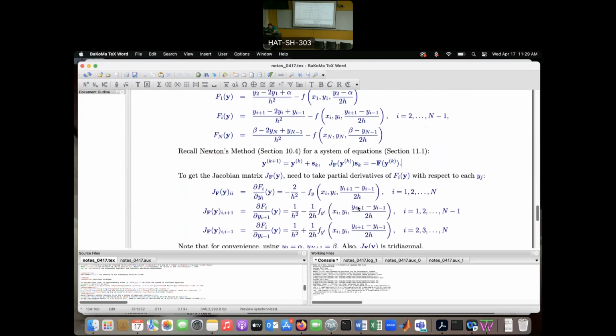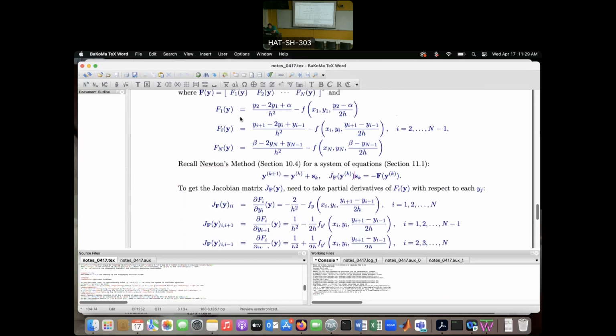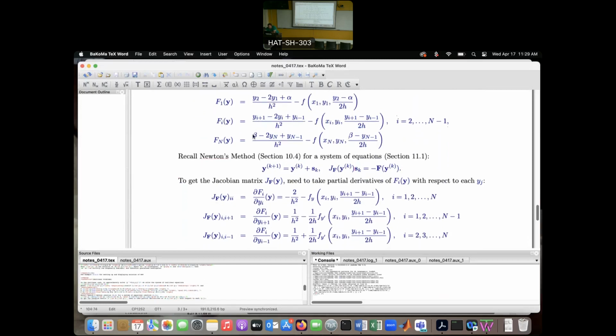Now, it takes some work to come up with the Jacobian matrix that represents the derivative. The entries of this Jacobian matrix come from taking the partial derivatives of the component functions of f with respect to the components of y. Because of how these component functions are defined, the ith component of f depends only on components i minus 1 and i plus 1 of y. So that means the Jacobian matrix of f is a tridiagonal matrix.